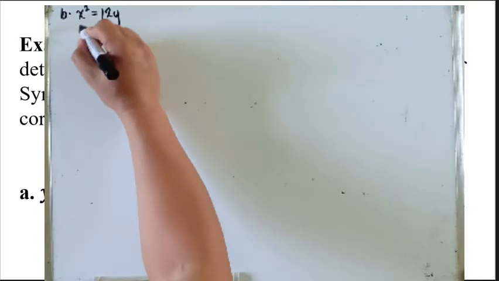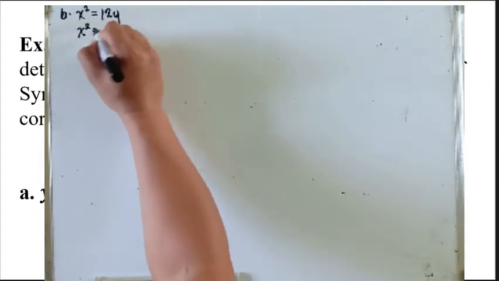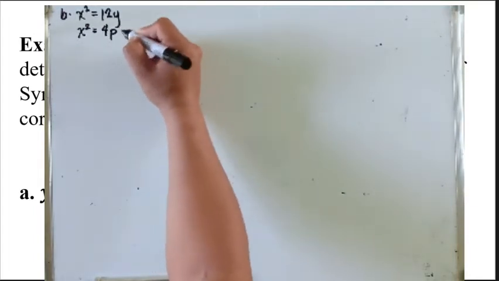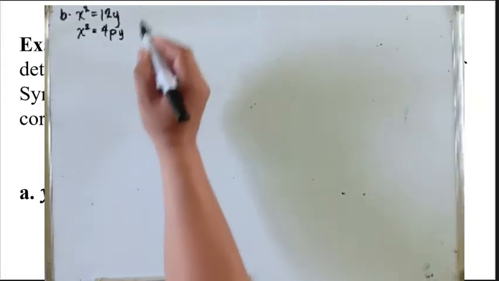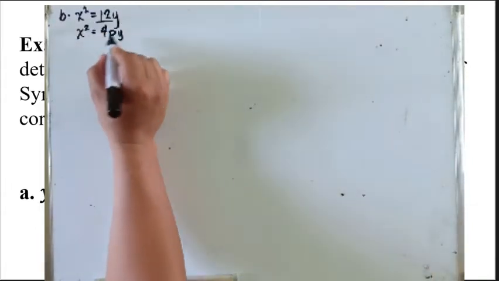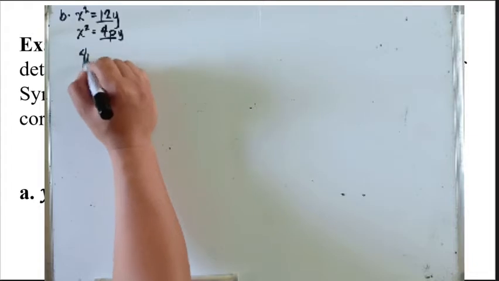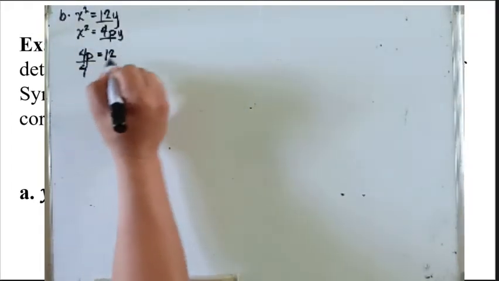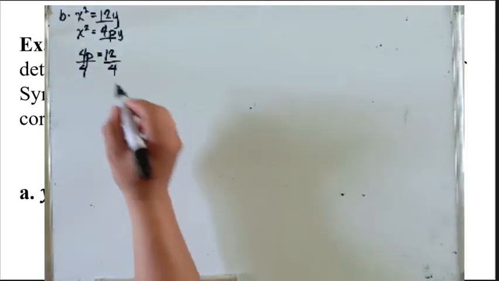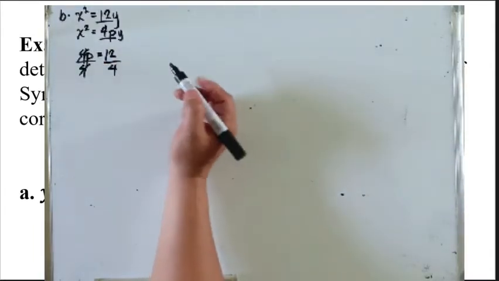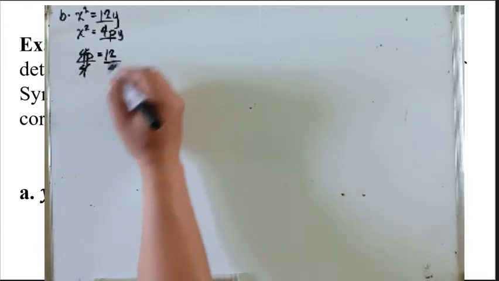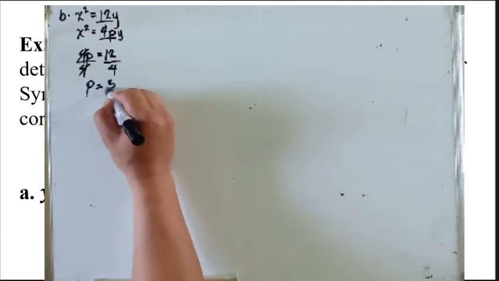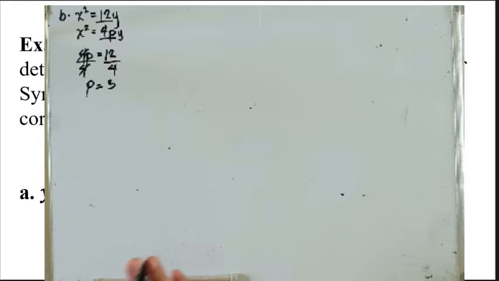Again, we need to follow the standard form x squared is equal to 4py. Equate that 12 to 4p. Solve the value of p by dividing both sides of the equation by 4. Cancel 4. 12 divided by 4 is equal to 3. So the value of p is 3.